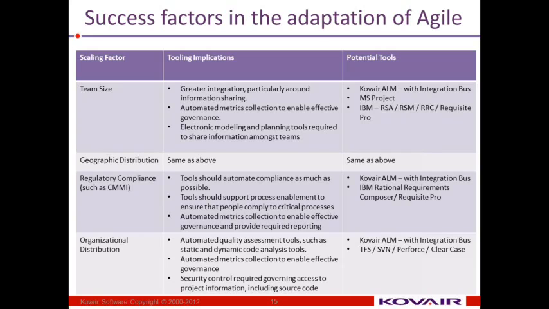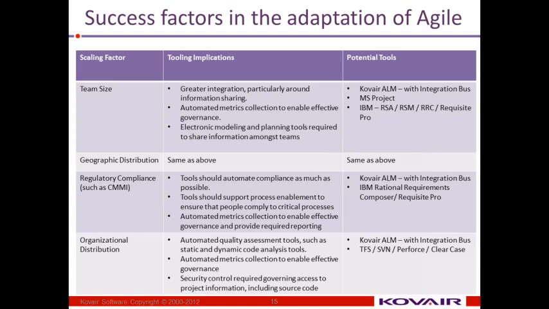Geographical distribution, pretty much the same thing works. For regulatory compliance, you could use one of the collaboration tools, and also Requirements Composer and RequisitePro, just to make sure that your requirements management and all of the tracking comply with the process requirements. Organizational distribution deals with situations where the work involves teams from different organizations, such as in client-related situations, people from different teams, etc.